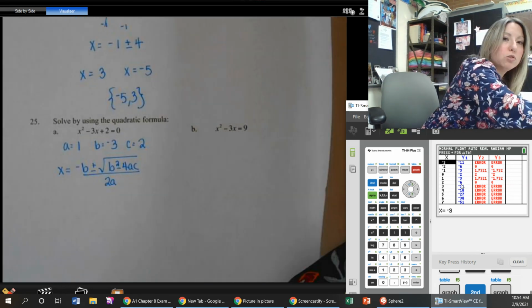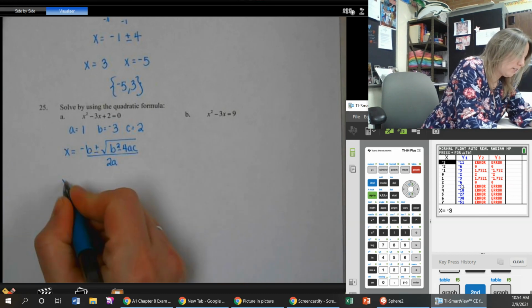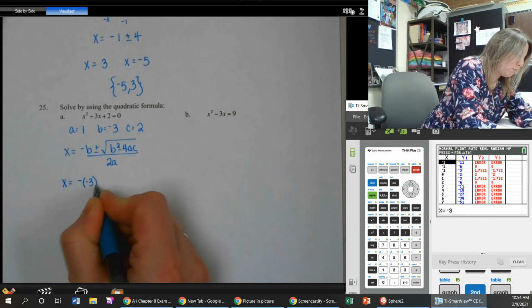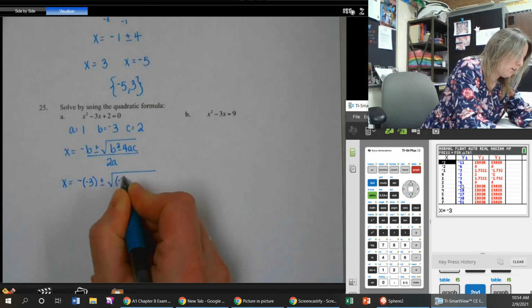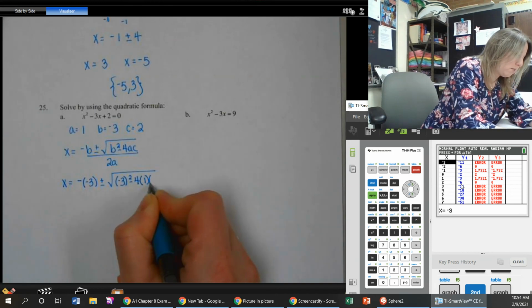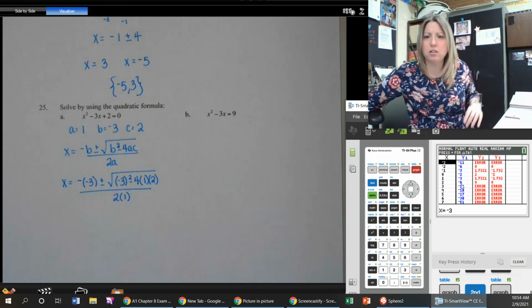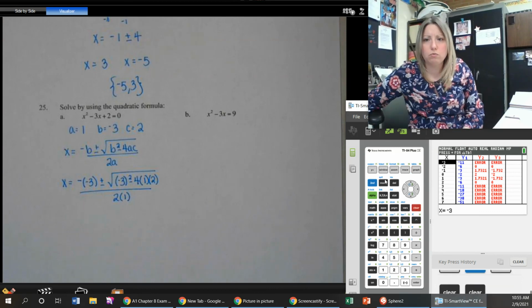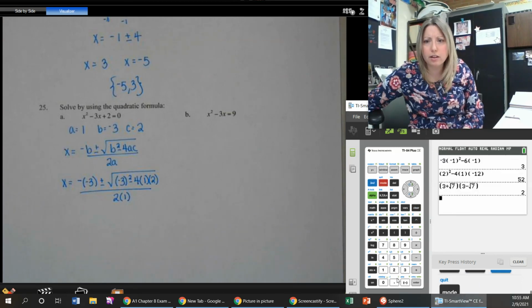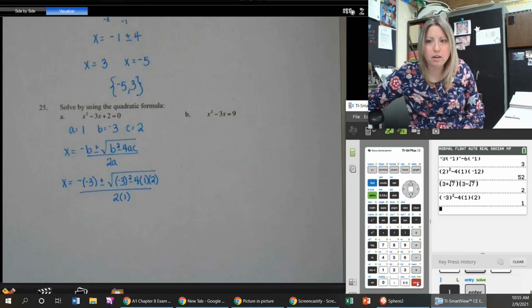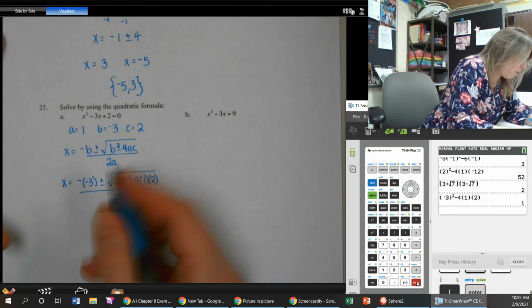So, zoom out so you can still see some of the completing the square. I get x equals the negative of negative 3 plus and minus the square root of negative 3 squared minus 4 times 1 times 2, over 2 times 1. I can just plug that part into my graphing calculator if I so choose, right? So second and quit. And let's just do negative 3 squared minus 4 times 1 times 2. And I get 1. So that's what goes under my radical.